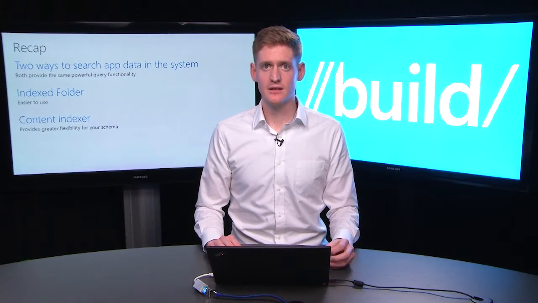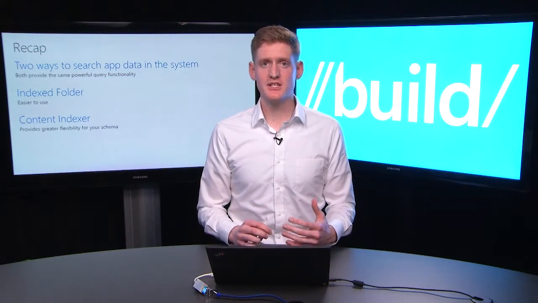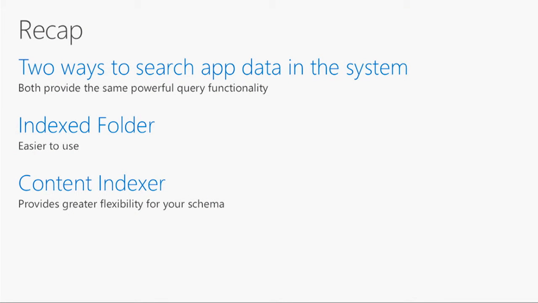And that's it. We've covered 2 different ways that you can add search to your app very quickly using system search functionality. Both of these provide the same powerful query functionality, and both of them keep the data private to your app. Once something is pushed into the content indexer or pushed into the indexed folder, no other app on the system can read that data. So the indexed folder, again, is easier to use. It's quick to set up, it's quick to get running in your app, and it works great on static data.